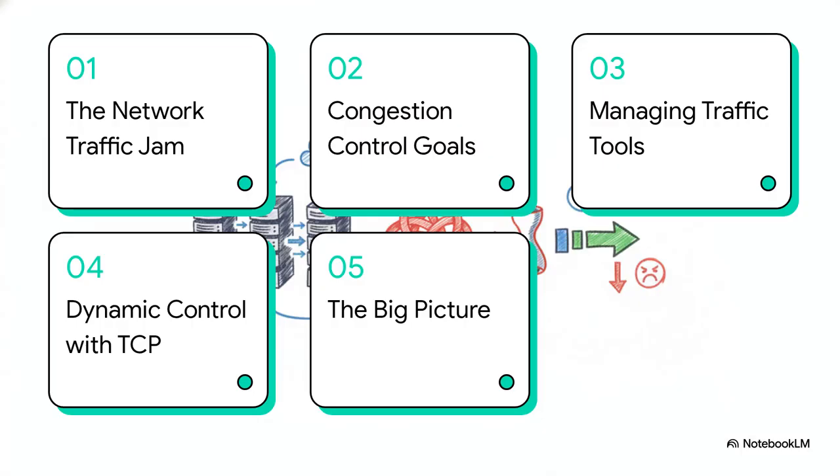Okay, let's dive into this. We're going to cover 5 main things today. First, the network traffic jam. Second, goals of congestion control. Third, mechanisms for managing traffic. Fourth, dynamic control with TCP. And finally, number 5, the big picture.